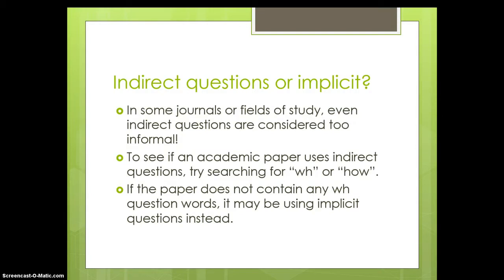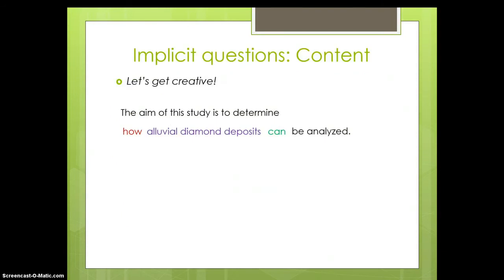Okay, so how do we make these implicit questions? Well, we'll start off with the content questions again, and the only rule I have here this time is let's get creative. No rules about inversion or WH words or anything. You just have to use your knowledge of what words mean in English and try to figure out some way of phrasing this without forming a question. So let's get started here.